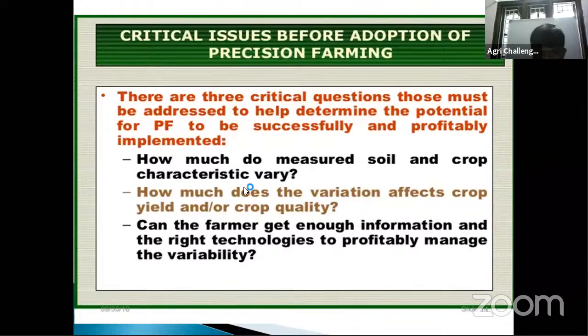Then, can the farmers get enough information and the right technologies to profitably manage the variability at that particular farm level, at that particular location? Is it possible to get the technologies at the right time to manage the variability? Is there a feasibility to utilize it, and is the technology available at that particular location? These three things you have to analyze before adopting precision farming.